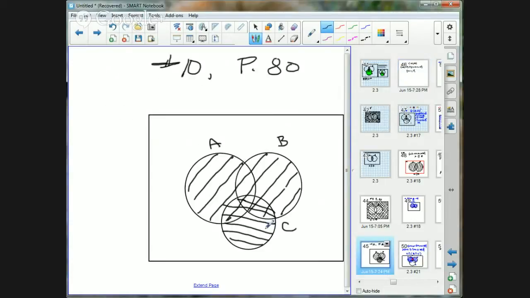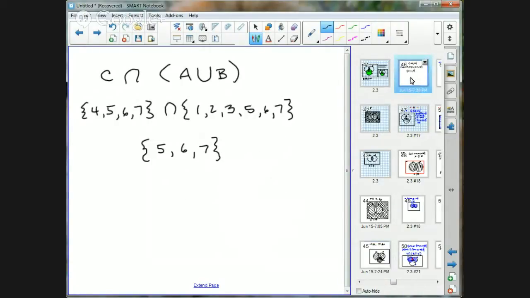The diagram. Okay. So this way is actually the way they wanted you to do number 10, because you see it again. And it's a lot easier as it's not as messy with the Venn diagrams. All right.